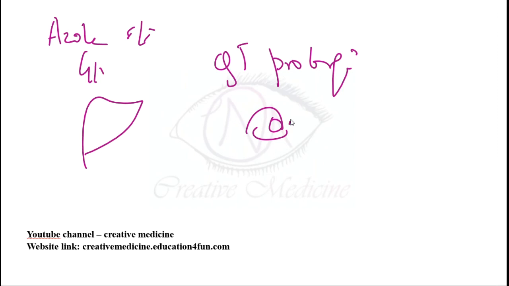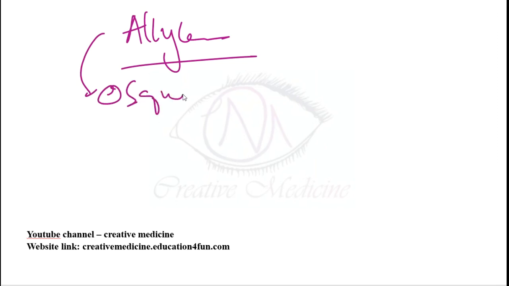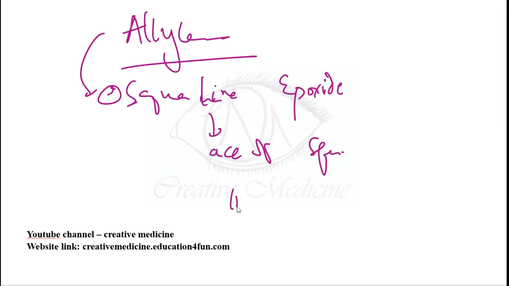So long-term use can cause squamous cell carcinoma in azoles. Then we have allylamines. So what do these allylamines do? These allylamines will inhibit squalene epoxidase, and thus accumulation of squalene will occur, and this accumulation of squalene is actually toxic to fungus.